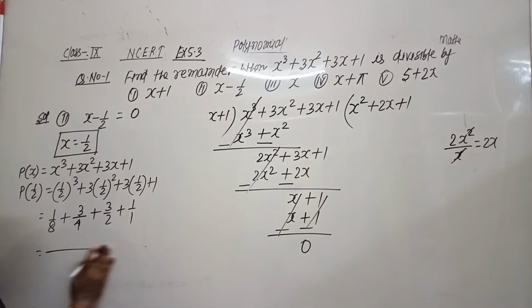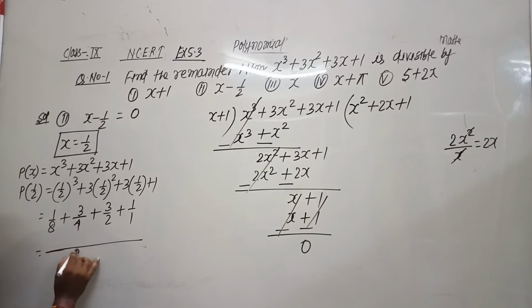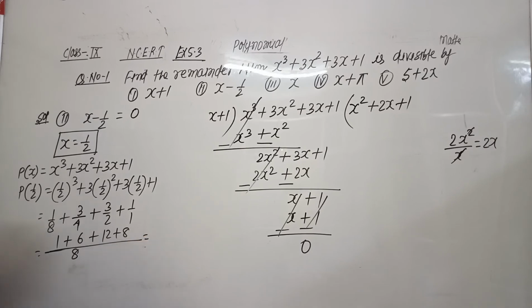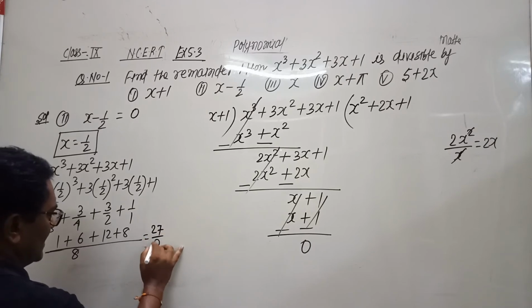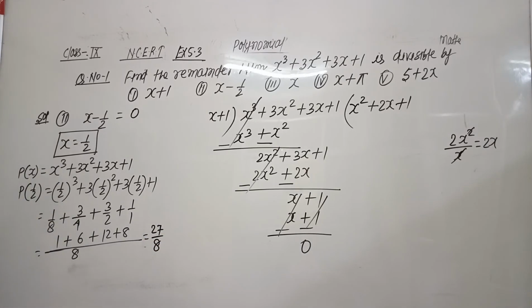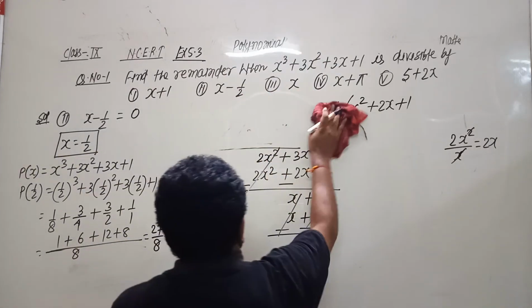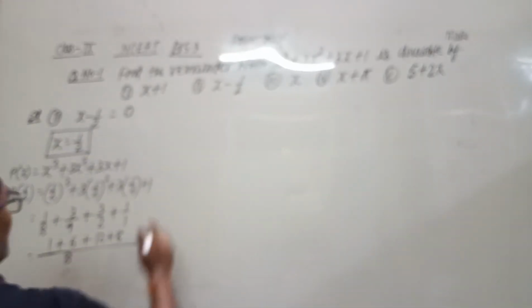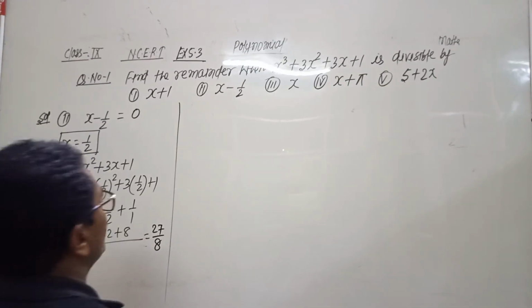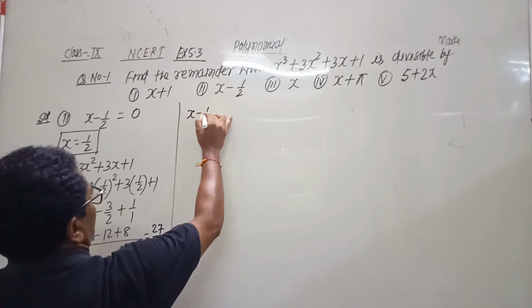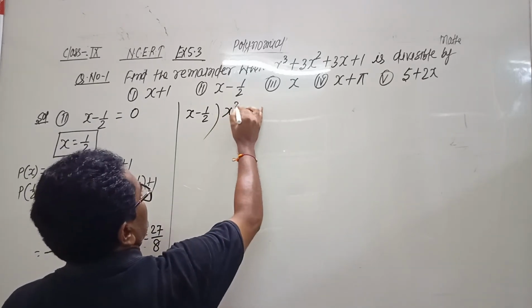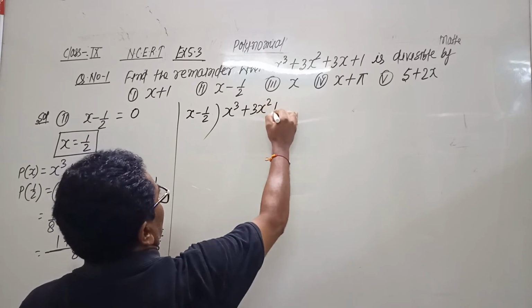Now take the LCM. So LCM will be 8. We get 1 plus 6 plus 12 plus 8. And the result comes to be 12 plus 8, 20, plus 6, 26, plus 1, 27. 27 by 8. So this is the remainder. Now we do this question by another method, the division method. So for this we have to divide this expression by x minus 1 by 2. So the divisor is x minus 1 by 2 and the dividend is x cube plus 3x square plus 3x plus 1.